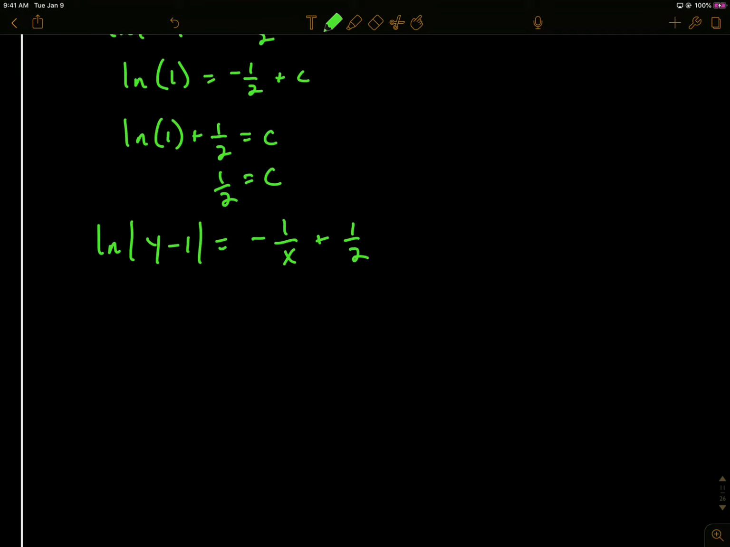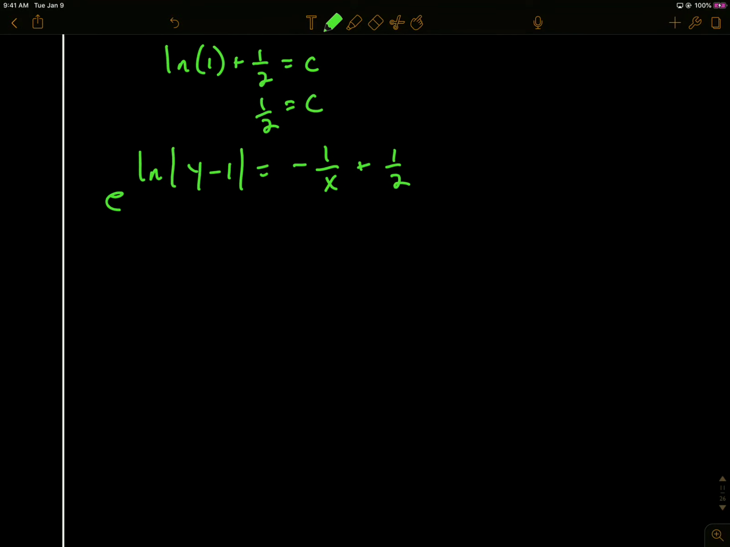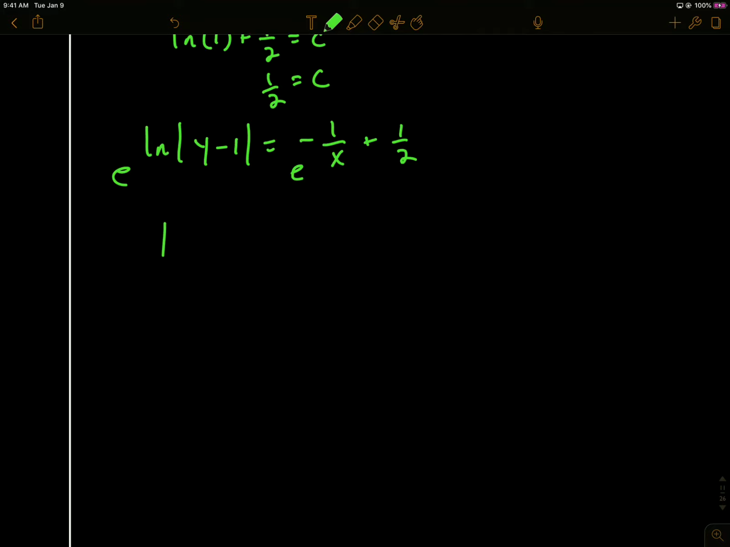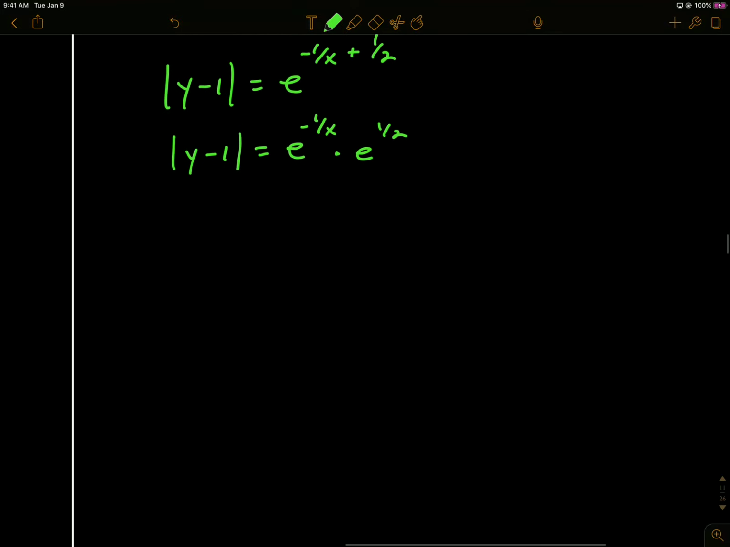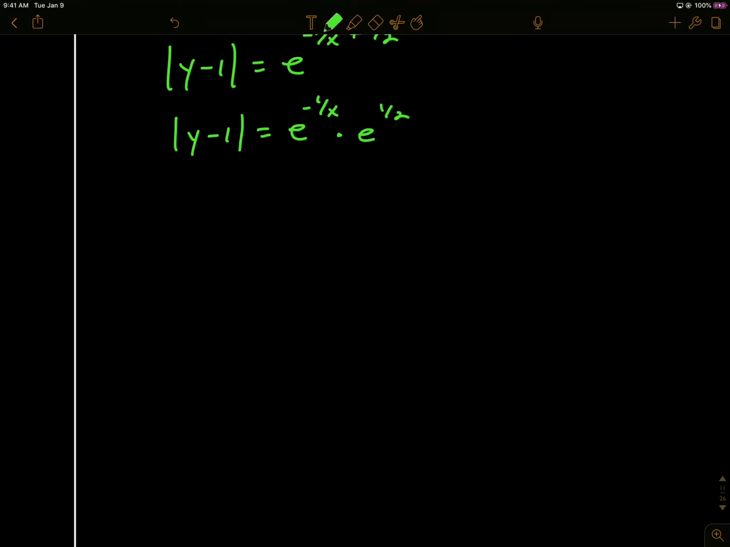So let's go through these steps again. So we're going to e both sides. So on the left side, we're going to get the absolute value of y minus 1 equals e to the negative 1 over x plus 1/2. And then what we can do is we can break up that e part. So the absolute value of y minus 1 equals e to the negative 1 over x times e to the 1/2. Okay, so then from here, we can look at this a couple of ways.